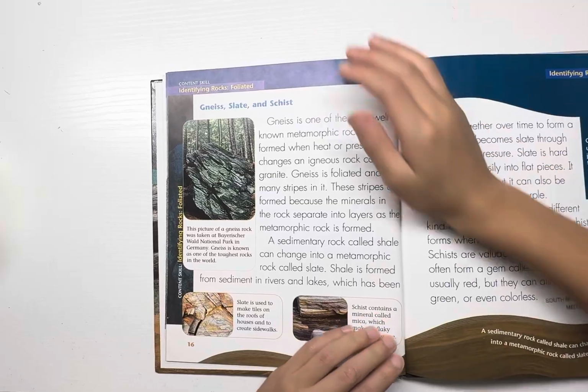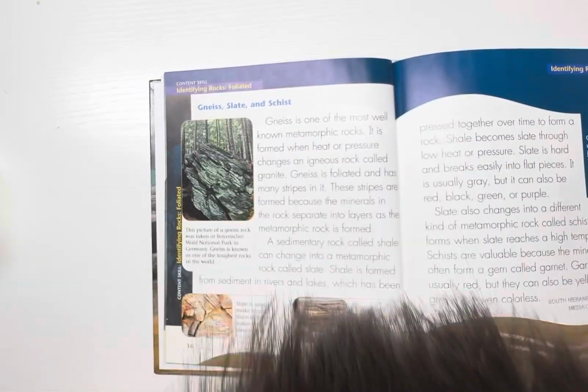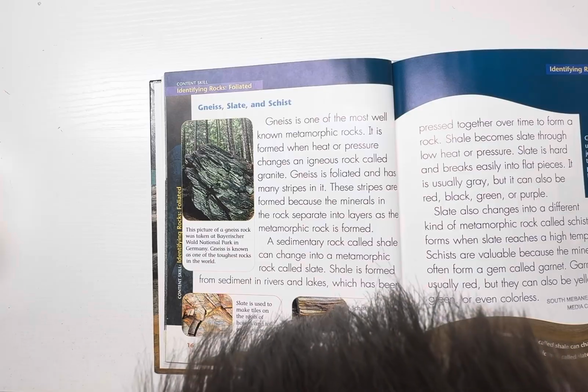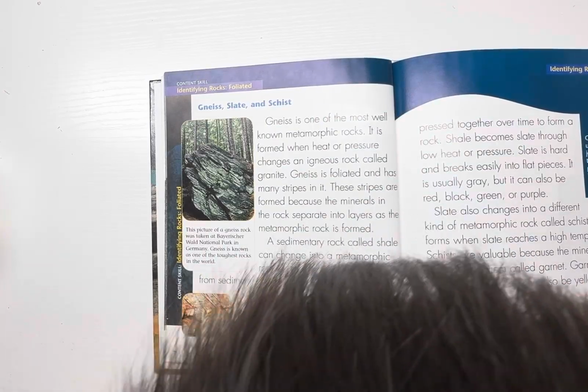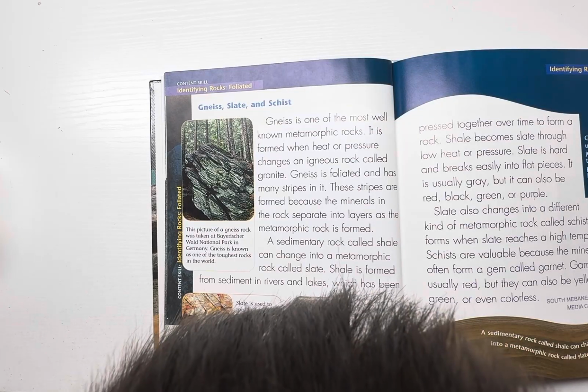Identifying rocks. Faulted. Gneiss, slate, and schist. Gneiss is one of the most well-known metamorphic rocks. It is formed when heat or pressure changes an igneous rock called granite. Gneiss is faulted and has many stripes in it. These stripes are formed because the minerals in the rock separate into layers as the metamorphic rock is formed. A sedimentary rock called shale can change into a metamorphic rock called slate.